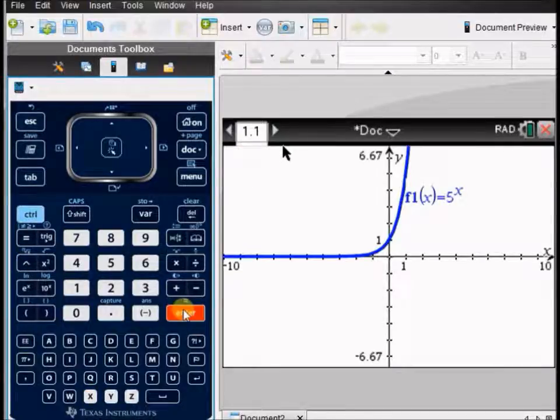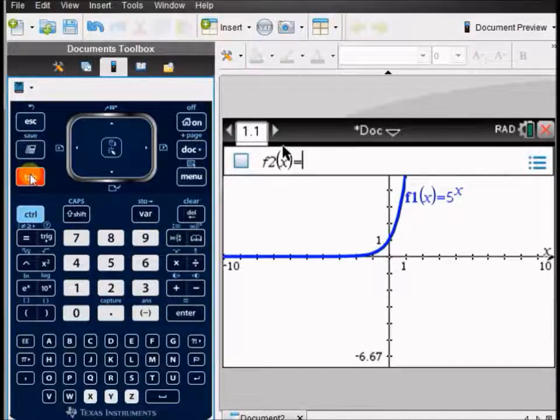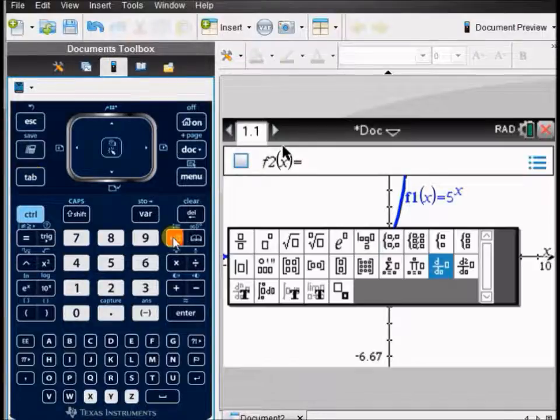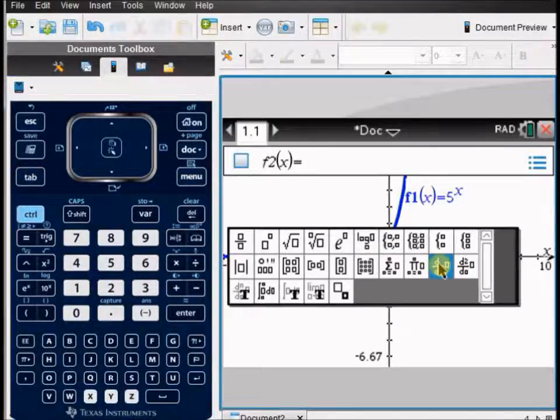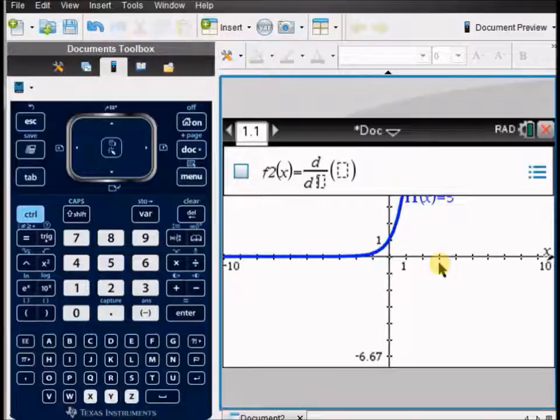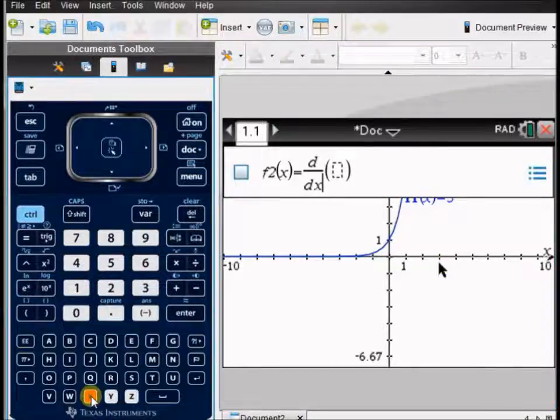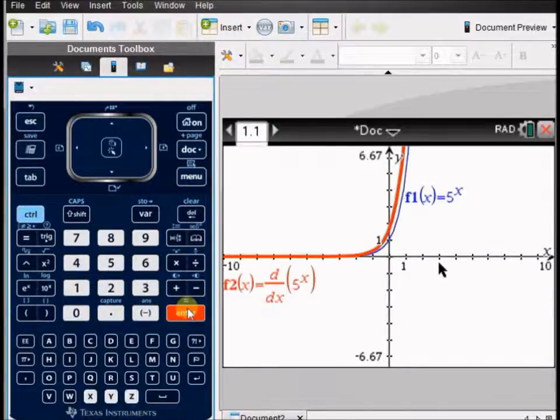Enter. Let's see what the derivative of this is. So tab, that little button to the right of the number 9. We want to select the derivative. It's with respect to x, so we put an x there, scroll over, and enter 5 to the power of x because that's the function we're taking the derivative of. Enter. And again, the blue function is 5 to the power of x. The red function is our derivative of 5 to the power of x.